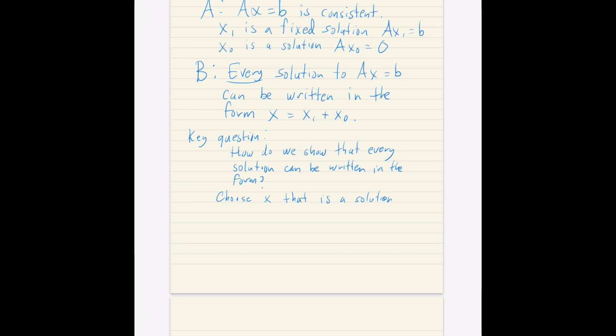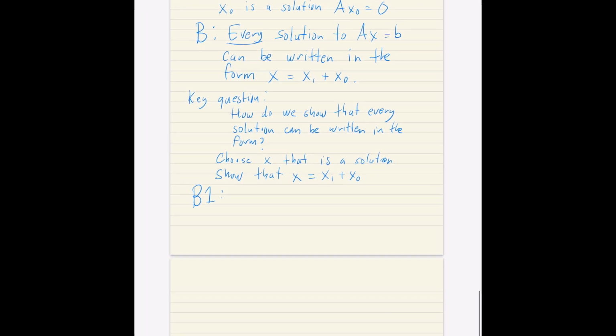And then we have to show that x is the sum of the other two, x1 plus x0. If we can do that, then we've just shown that every solution can be written in that form. Okay, so this leads to our statement B1.